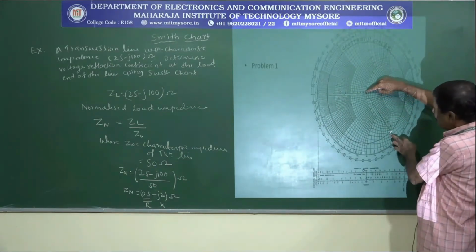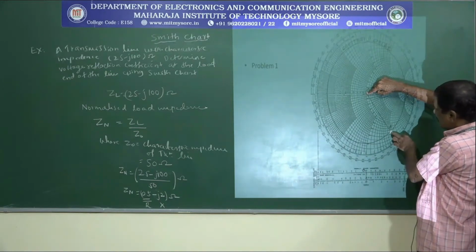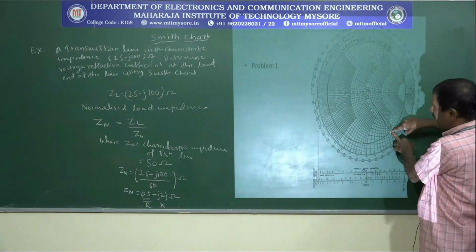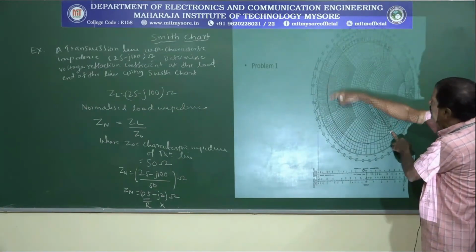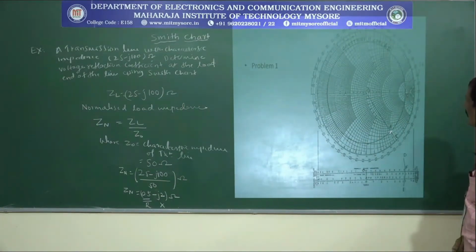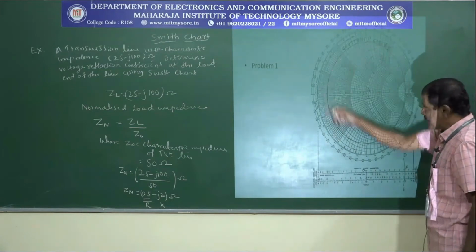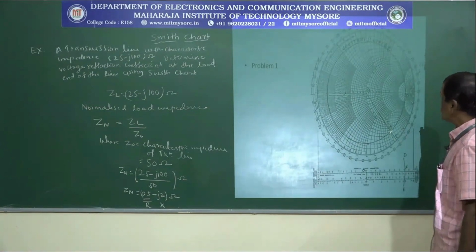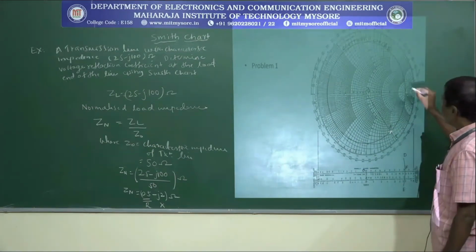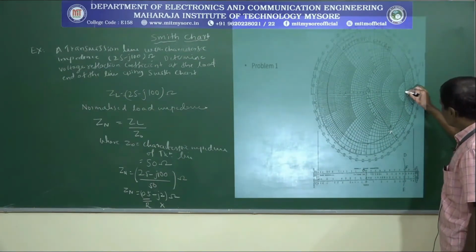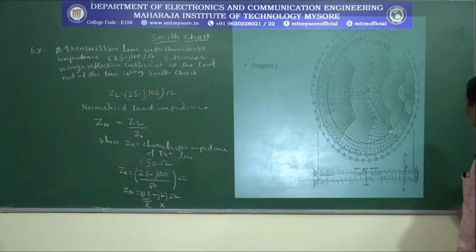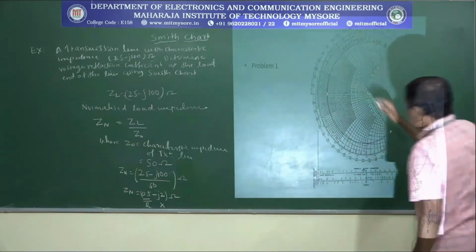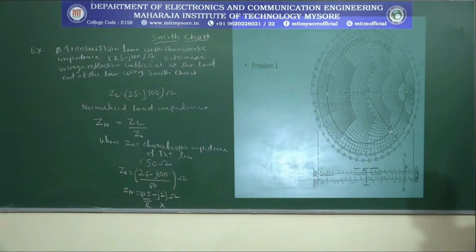Now repeating once again, with OA as a center, take a compass up to point A, then with OA as a radius, draw one particular circle. This circle we are calling a constant rho circle, and this circle is cutting at this particular point. And also this circle is cutting at this particular point.